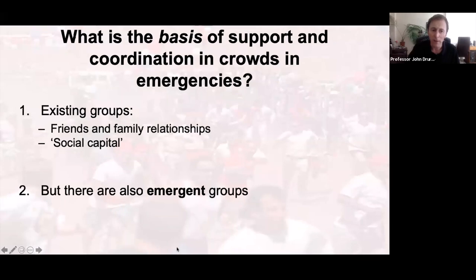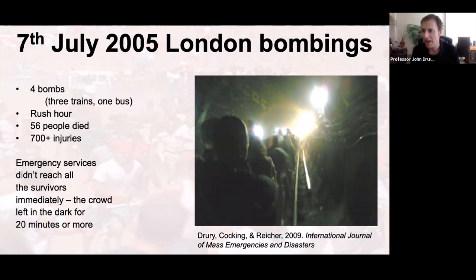So now let me tell you about a research study that I led that illustrates how this happens, and it happens in quite a dramatic way. It's our study of the July 2005 London bombings. As you probably remember, there were four bombings, three on underground trains, one on a bus. It happened during rush hour in London. 56 people were killed, including the bombers, and over 700 people were injured. Now, the situation for those affected was that most of them were trapped underground for a period of time because the emergency services couldn't get to them all immediately.